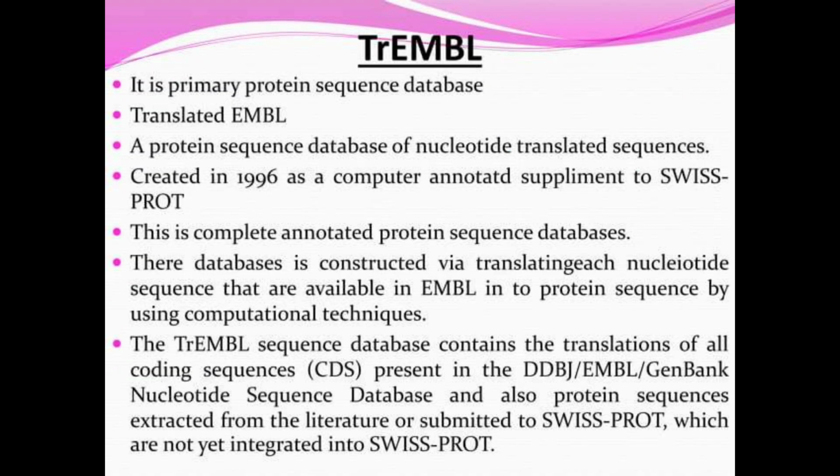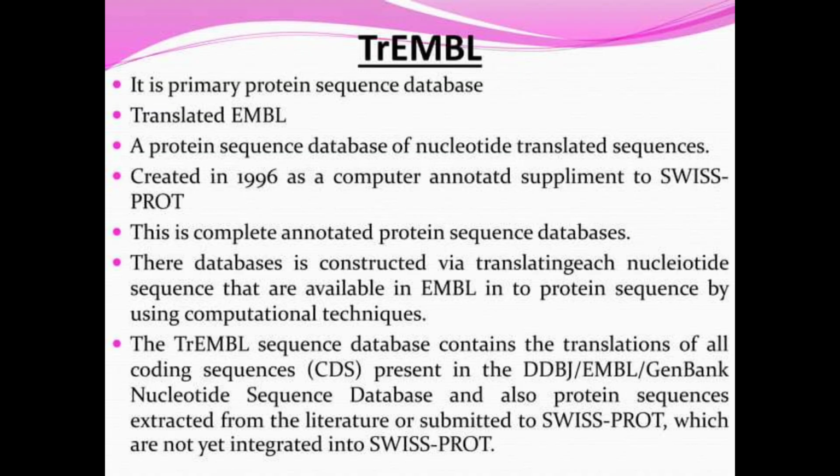TrEMBL is the primary protein sequence database. It is translated EMBL. Translated EMBL means how the nucleic acid sequences are converted to protein. In short, we call it TR for translated. The first two letters, TR, are taken and added to EMBL, European Molecular Biology Laboratory. It was created in 1996 as a supplement to SwissProt. It contains computer-annotated protein sequences.